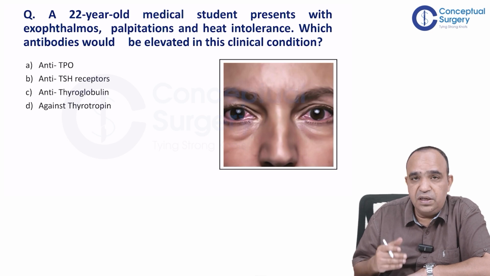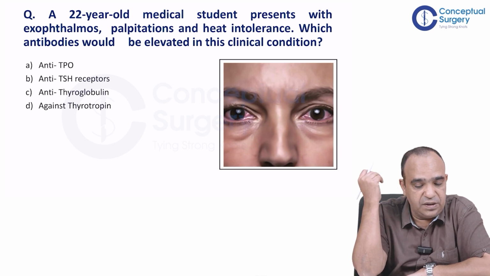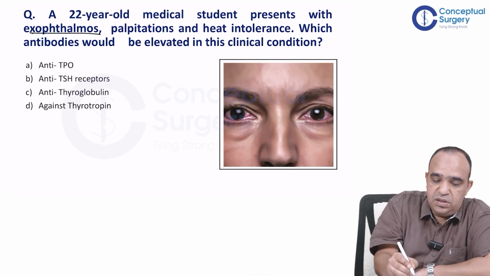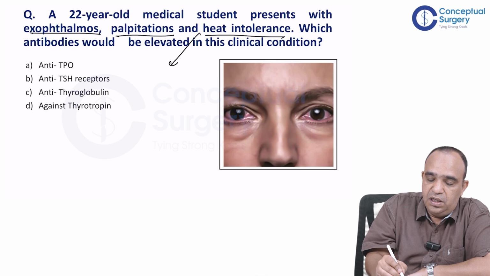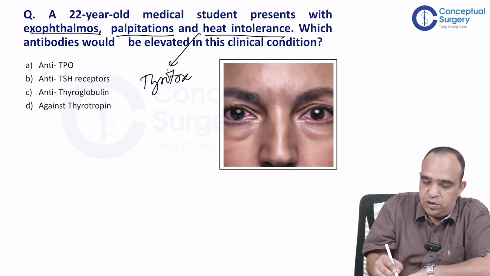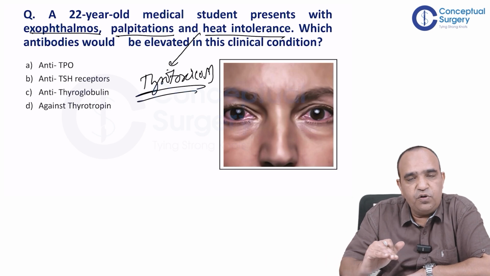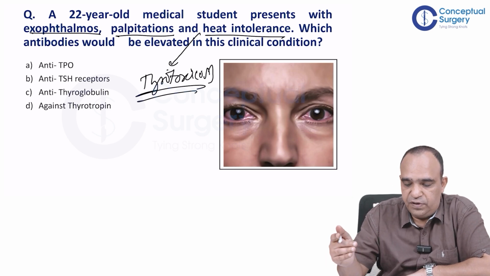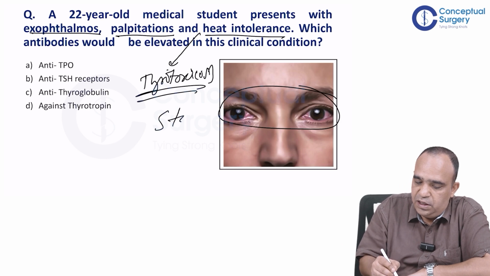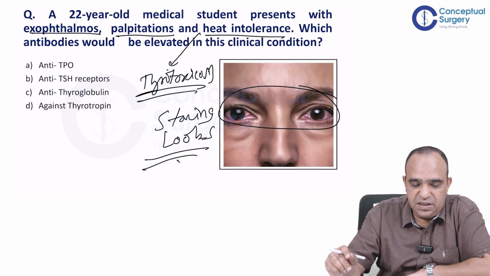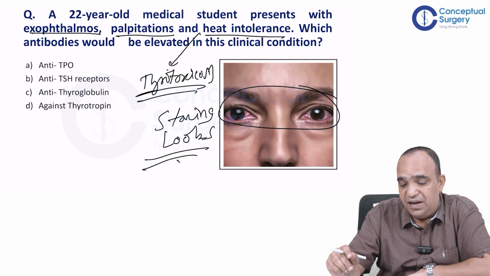Okay, this is a question recently asked in INI CET, even the previous one. 22-year-old medical student presents with exophthalmos, palpitations, and heat intolerance. This is thyrotoxicosis. Clear, straightforward, palpitations, exophthalmos. The picture also you can see exophthalmos, staring looks, eye signs. All of you must have read in details. Now, question has been asked: which antibodies would be elevated in this clinical condition?